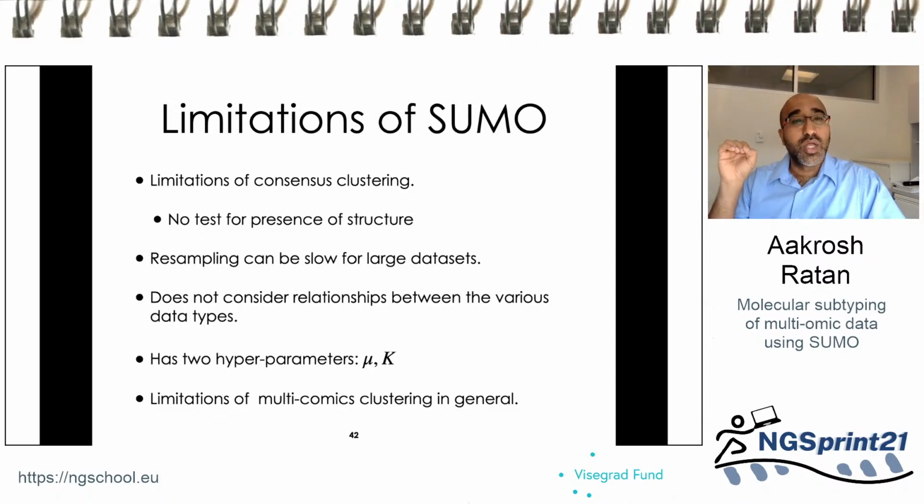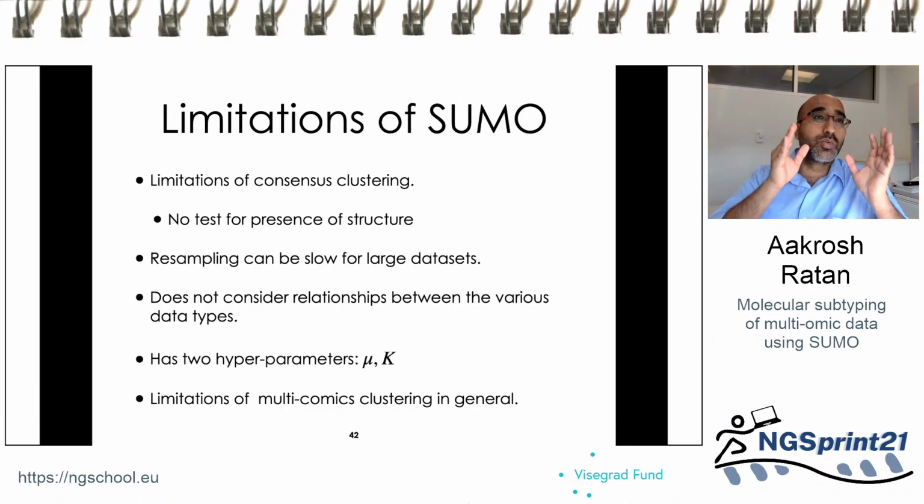Besides that, it does not test for presence of structure. So we can test for 2 clusters onwards, but what if there are no clusters in that particular data? There is no test as of now in SUMO. This is particularly important because in recent reports, like for example, colorectal cancer, there have been reports talking about that there are no discrete subtypes. And in fact, you can think of colorectal cancer as being on a continuum, right? So it's difficult to essentially assign patients with specific groups.